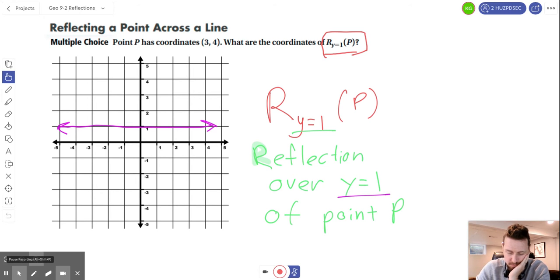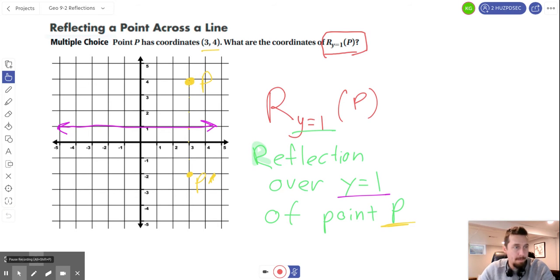And we're reflecting point P. So where is point P? It's at 3, 4. So here's point P on the graph. Now the question is, where is P prime? Well, it's going to be across the line and the same distance from the line. So if we look here, we are 1, 2, 3 away from the line. If we go 1, 2, 3 on the other side, right there is where P prime is.